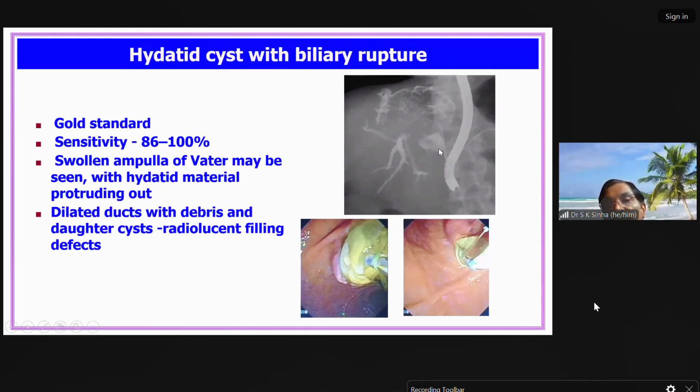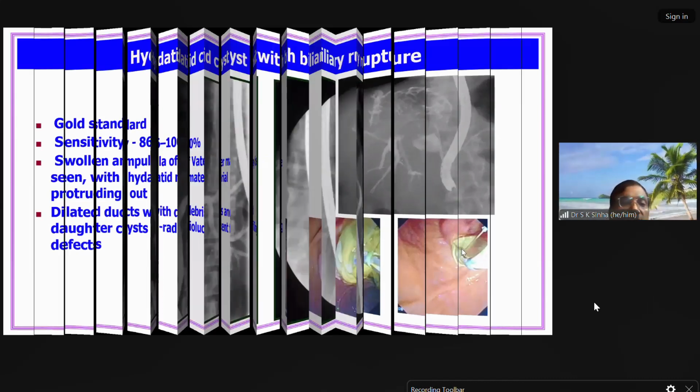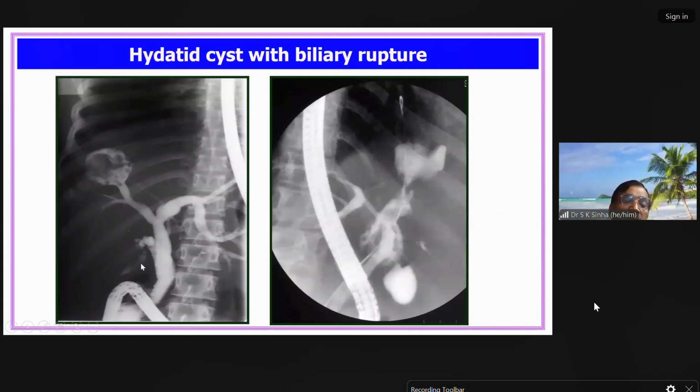So here what you see is that all the biliary radicals are very stretched. So this is a huge cyst which is out here, and which is lying there. And then there was biliary rupture, and this is biliary dilatation, and so again, you see two types; these are different sets of patients.